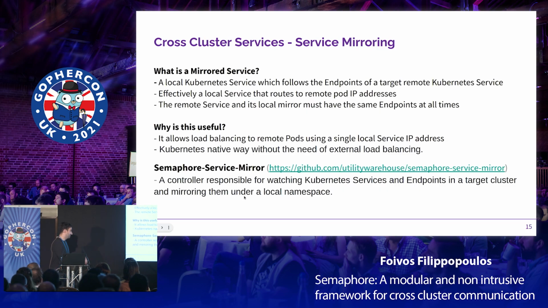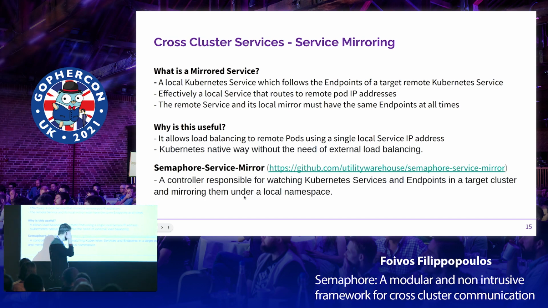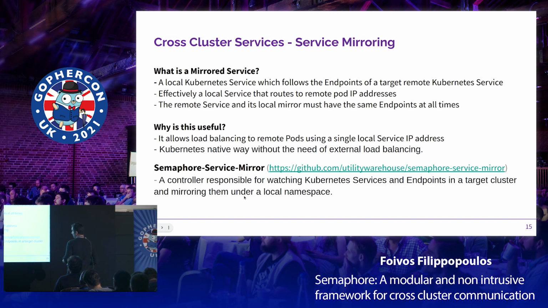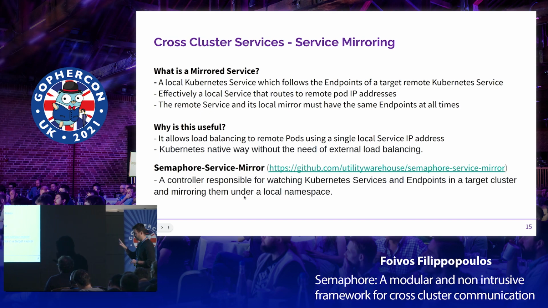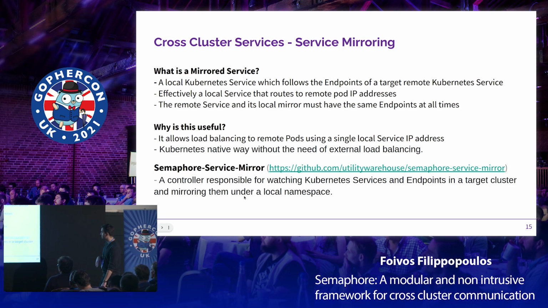That was it for the first objective. Now let's move to the cross-cluster services. Ideally, as we said, we want to have something that is a virtual IP that is known locally and can load balance traffic to all my remote services. And for that, we're going to use a concept that's called service mirroring.